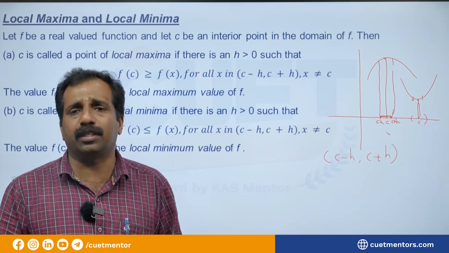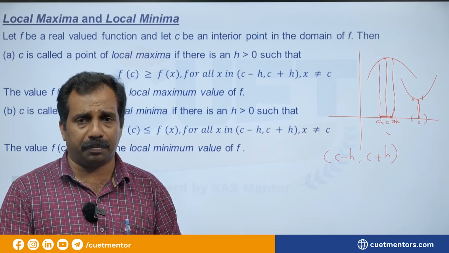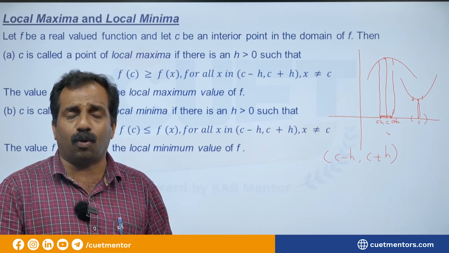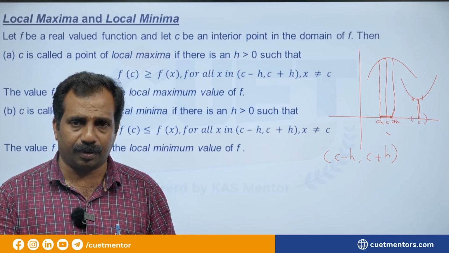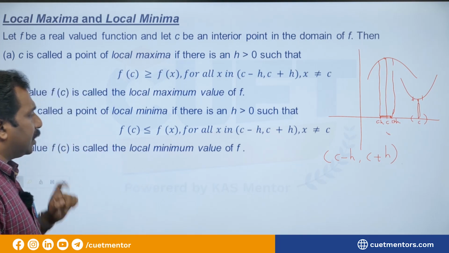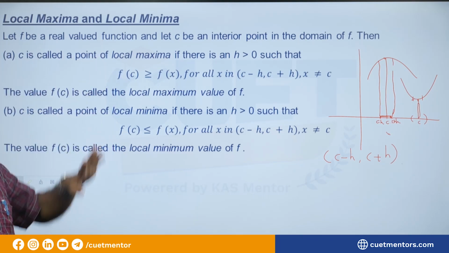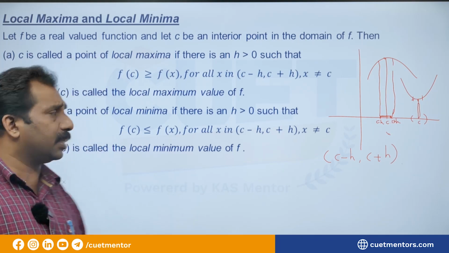A function can have many local maxima and local minima, but a function has only one maximum value or one minimum value. So let's discuss the definition of local maxima and local minima theoretically.